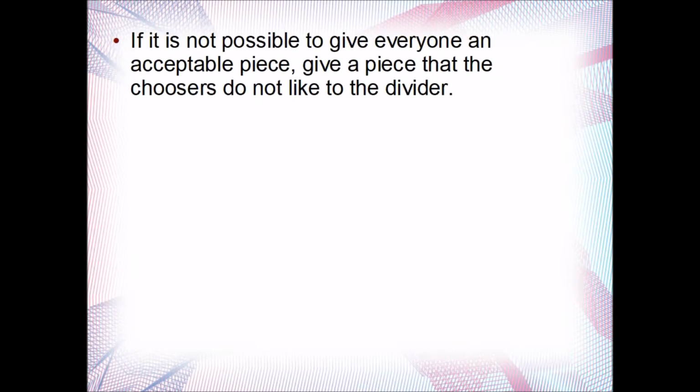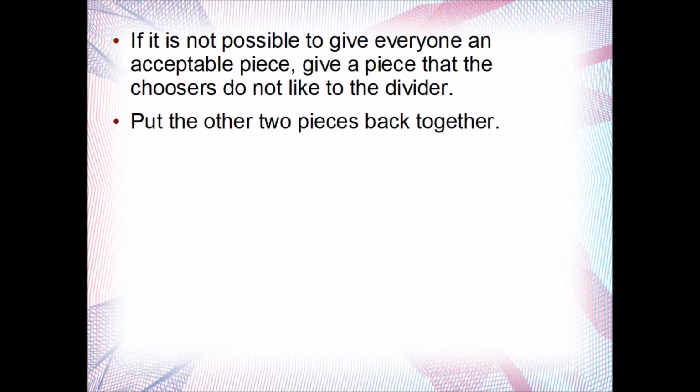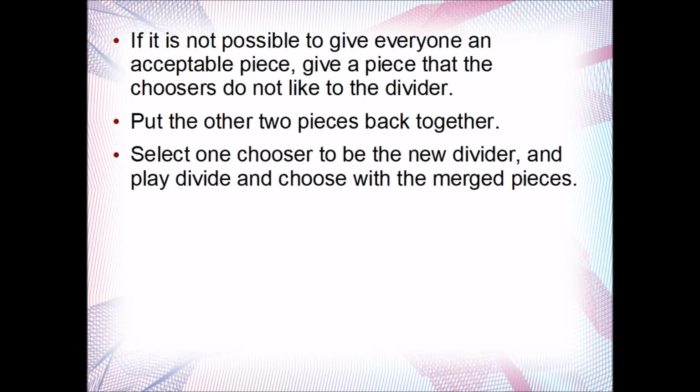But what do we do if it's not possible? If it's not possible to give everyone an acceptable piece, then we give a piece that the choosers do not like to the divider. We put the other 2 pieces back together. Now we select one chooser to be the new divider, and then the 2 choosers play divide and choose with the merged pieces because now it's a 2-player problem.